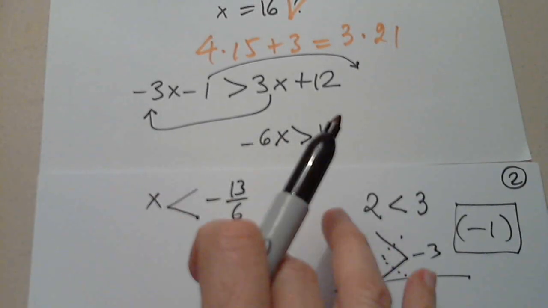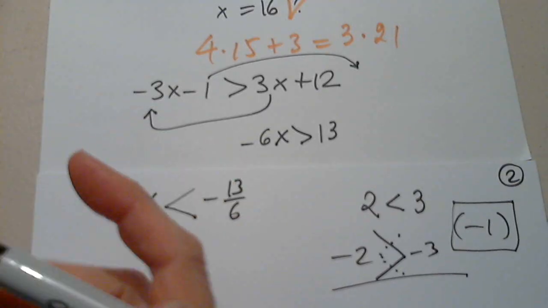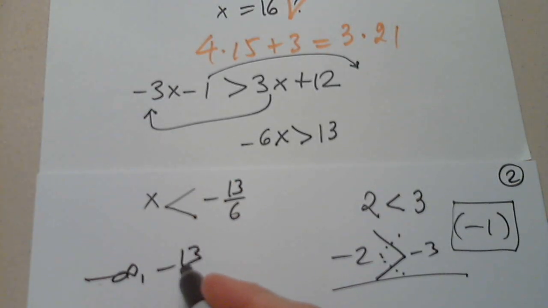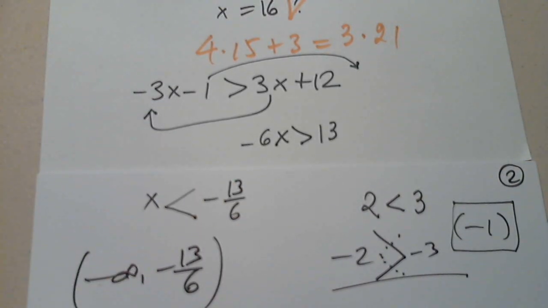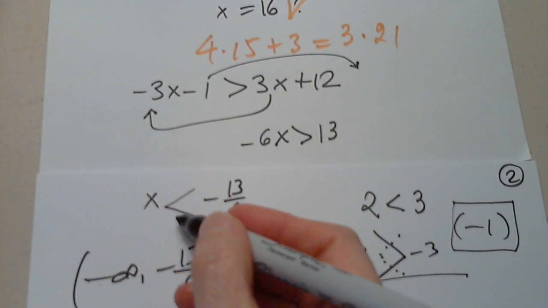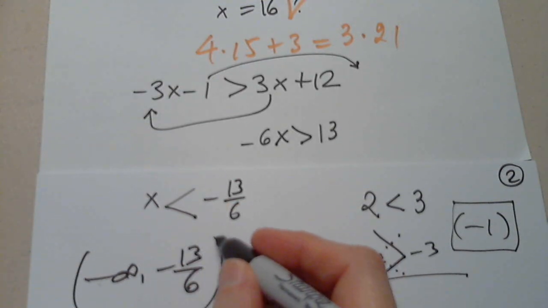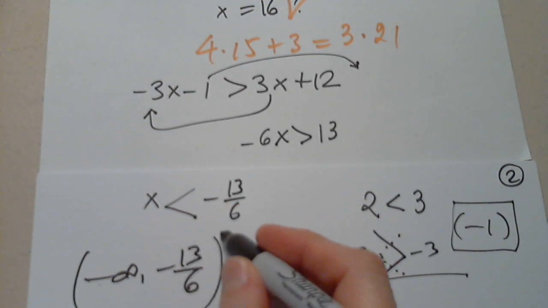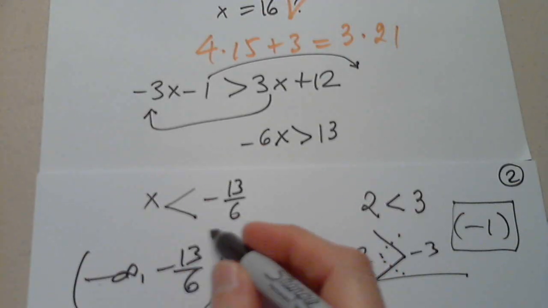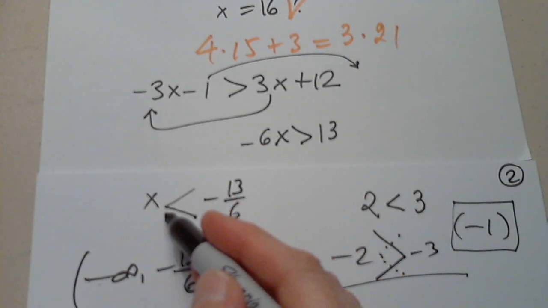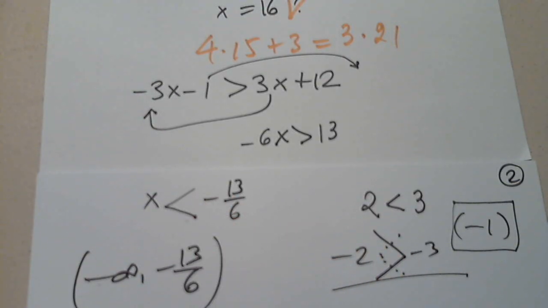And now, how do I write this in interval notation? It's to the left, from negative infinity to negative 13/6. If the inequality symbol had the equal symbol as well, I would have used the bracket. But I do not use a bracket because the symbol does not have the equal as well. Good. Let's look at the other one.